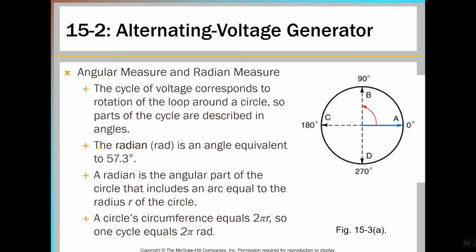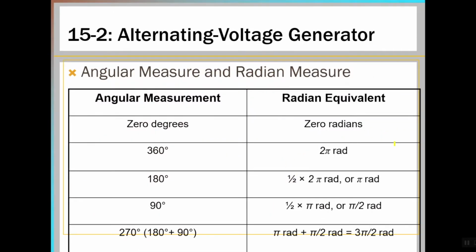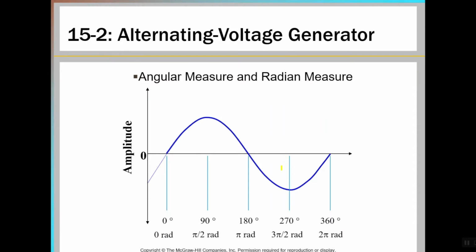Angular measure. A radian, and this is where it gets a little tricky, is considered to be 57.3 degrees. It's the angular part of the circle. 2 pi times the radius is the circumference of the circle, so one cycle is 2 pi radians. Now, you don't have to know this, but it would help at some point in the future. But it's actually easier to worry about it in this fashion. Work it out.